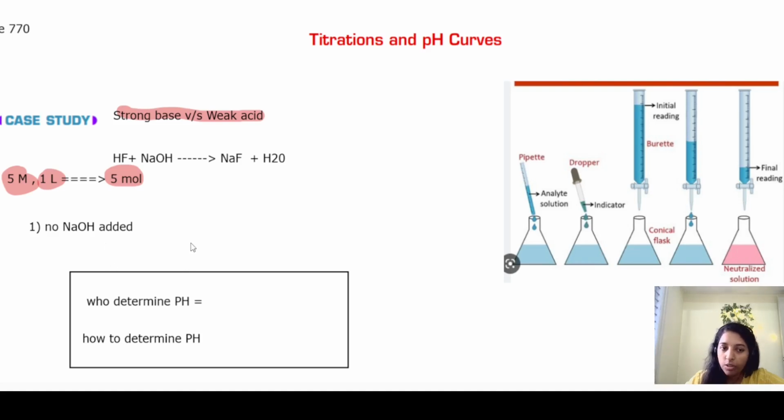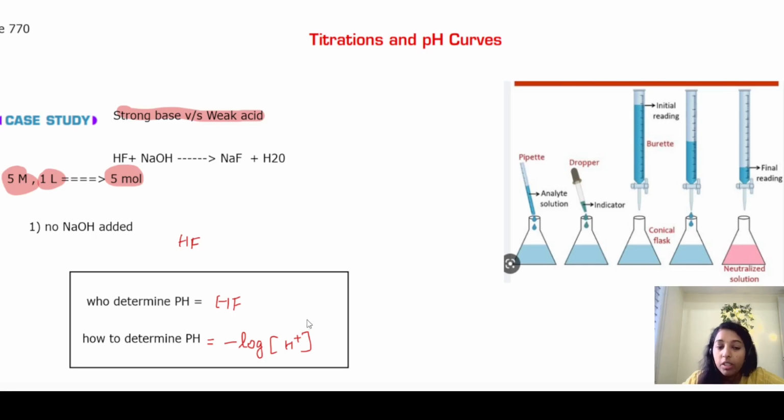Okay, so in the first case, no NaOH is added. What happened? Who is there in the reaction medium? Yes, our HF is there. HF is the only thing present, there is no reaction. So who determines the pH? Definitely HF will determine the pH, correct? But how to determine the pH? In the previous case we took the negative logarithm of the initial H plus concentration, 5, right? But do you think that is correct in this case?